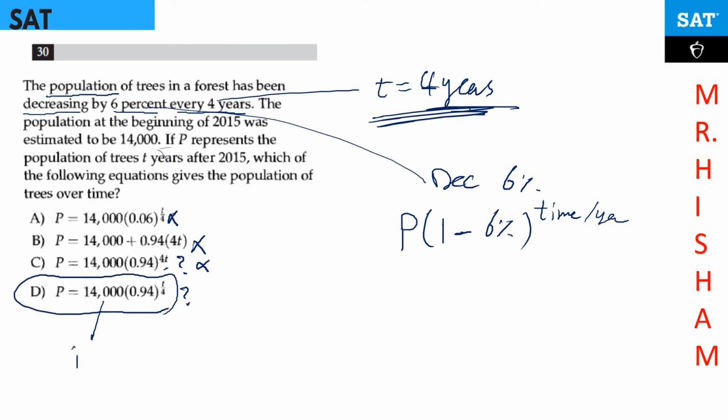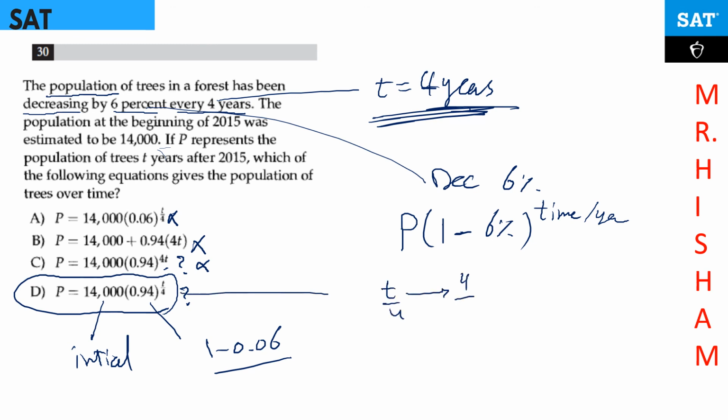Why? Here is the initial value. Here is 1 minus 0.06, which is 0.94, and time divided by 4. So after 4 years, 4 divided by 4 is going to give me 1, and this will be one occurrence of decreasing of 6%.